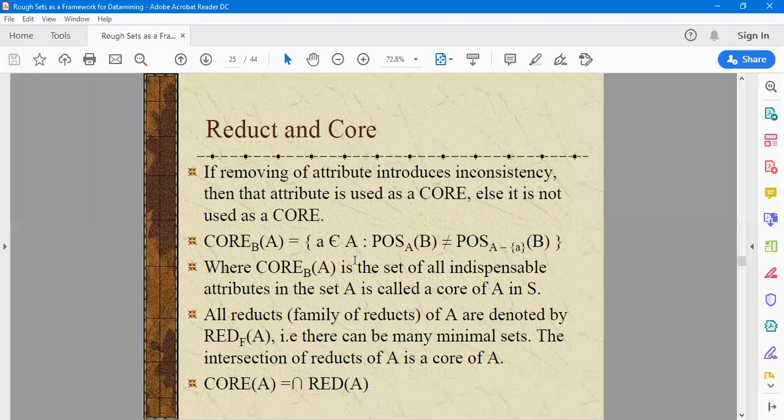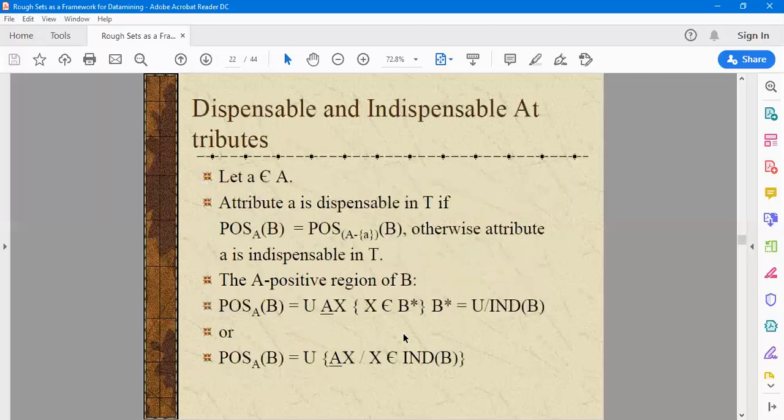Now, what is a core? We discussed earlier that to calculate a core, we first need to calculate the positive region. And what is a positive region? So, a positive region of B. What is that?